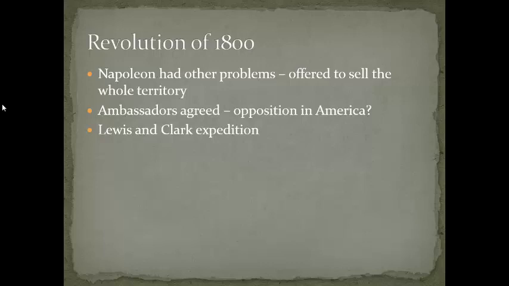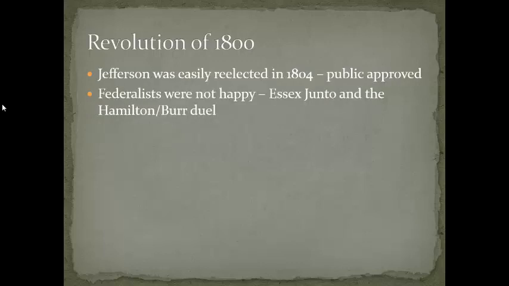And we begin colonizing this land. American settlers begin moving out west. Jefferson goes up for re-election in 1804, and he is re-elected easily. It becomes obvious that the public is approving of what's going on, that the people are happy with the job that he's doing as president. And of course, this means the Federalists are very unhappy because they've been pushed to the margins. They're nowhere near the force they once were.